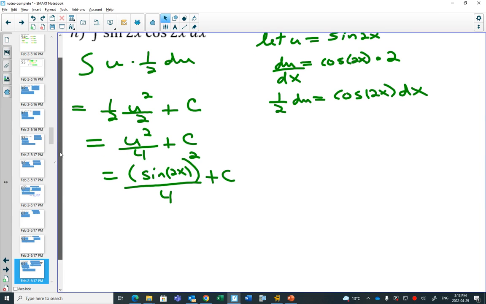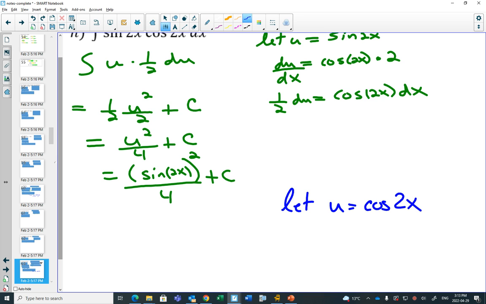Method 2. I'll switch colors. I'll do it in blue. We're going to let u equal cos 2x, because then du dx, the derivative of cos is negative sine, keep the inside the same, multiply by the derivative of the inside.